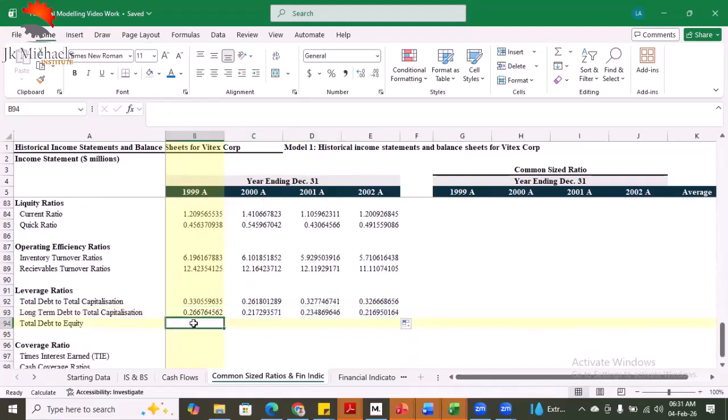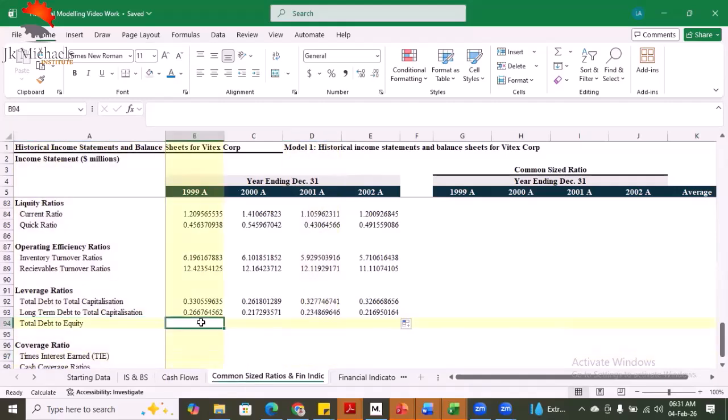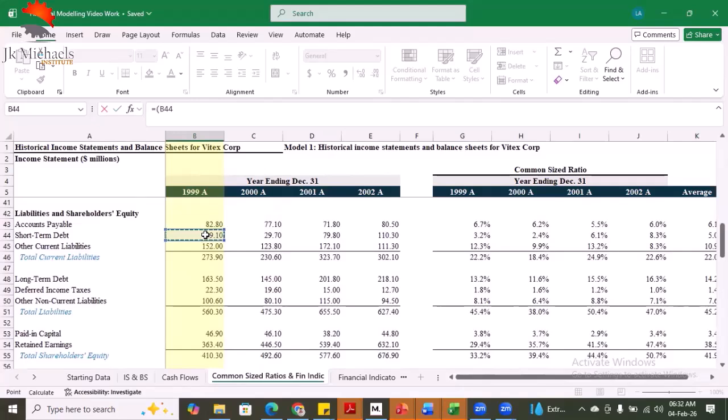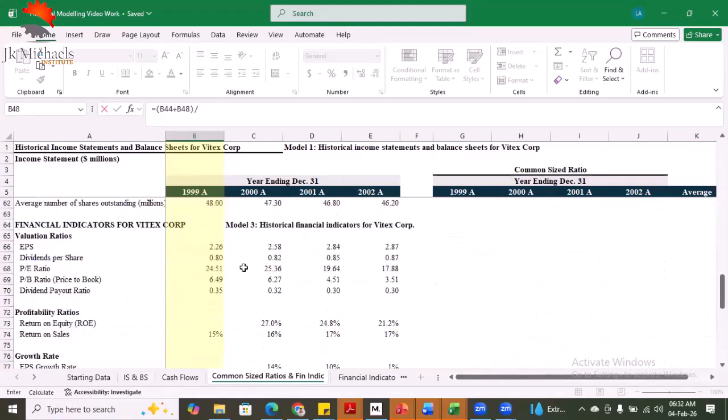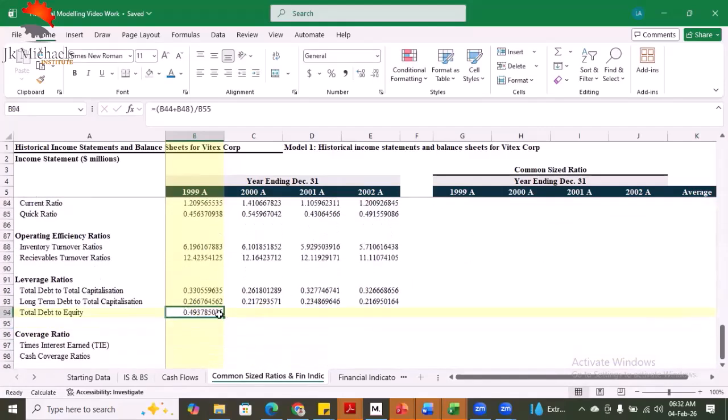And then we have total debt to equity, right? And then total debt to shareholders' equity. Total shareholders' equity would have what? Short-term plus long-term debt over total shareholders' equity. So we have short-term debt plus long-term debt divided by total shareholders' equity. So shareholders' equity, and then we have 4.9.